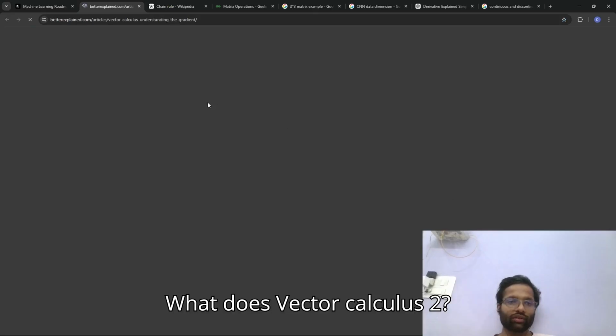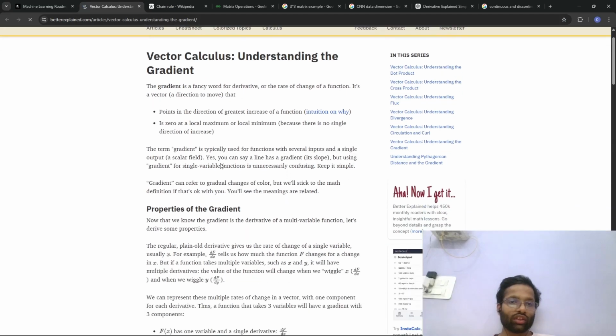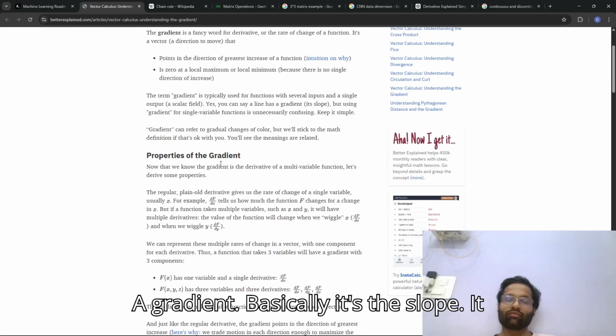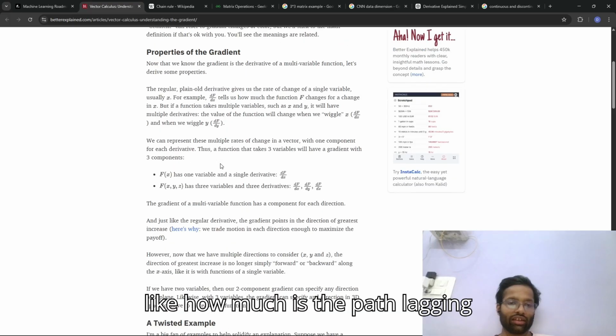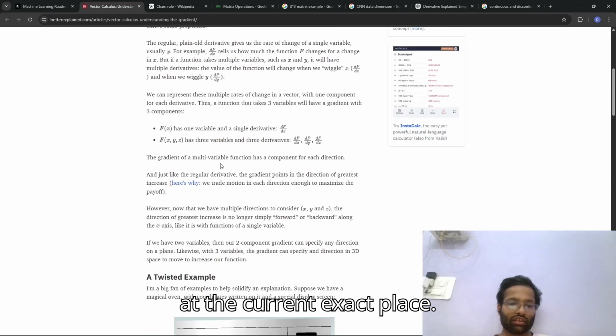What does vector calculus do? Gradient basically is the slope. It tells us how steep the path is at the current exact place.